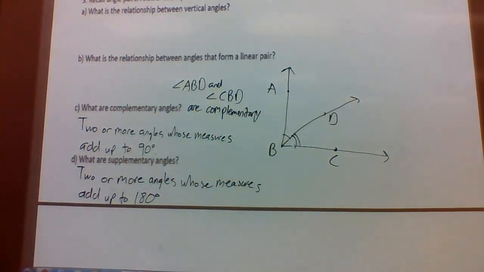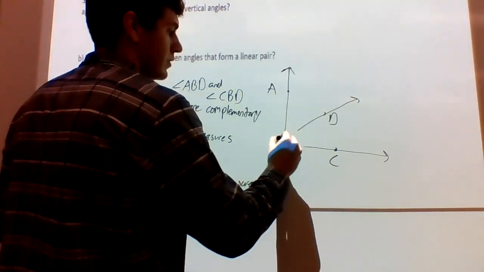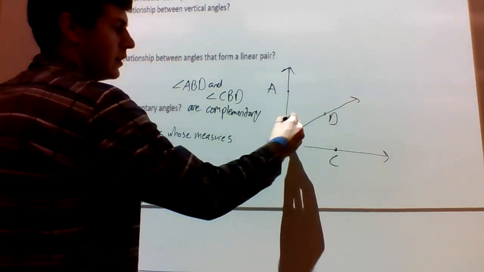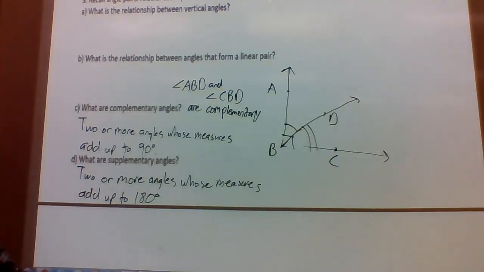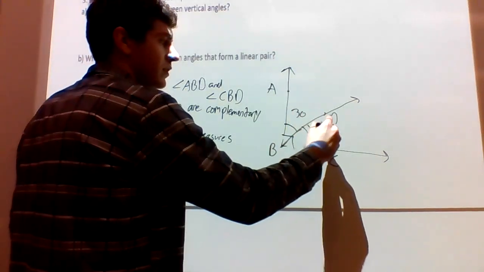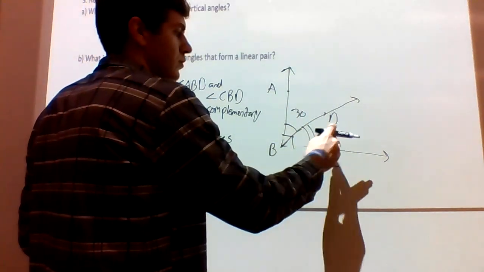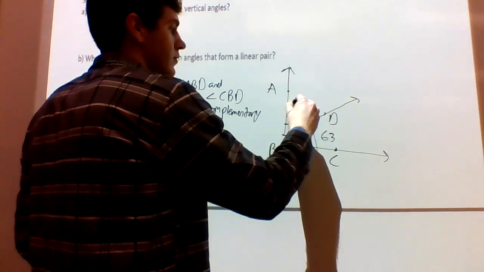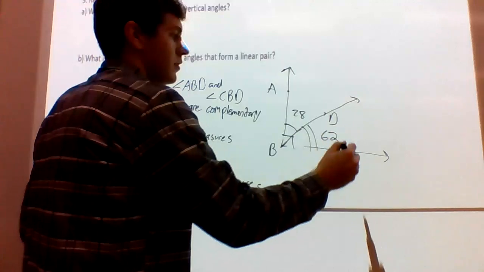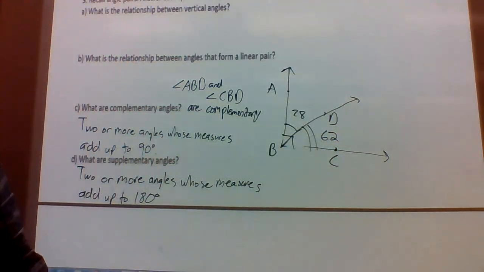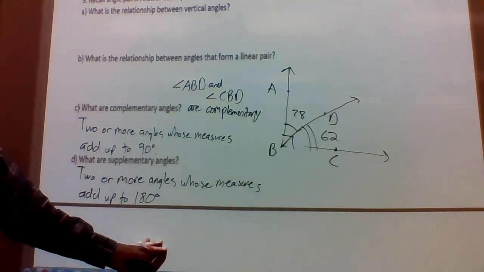So this angle and this angle are complementary if their angle measures add up to 90. So for example, if this was 30 and this was 60, they would be complementary. If this was 62 and this was 28, they would be complementary. Supplementary angles are angles whose measures add up to 180.